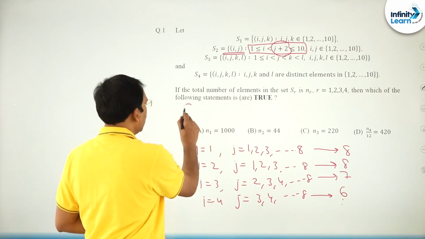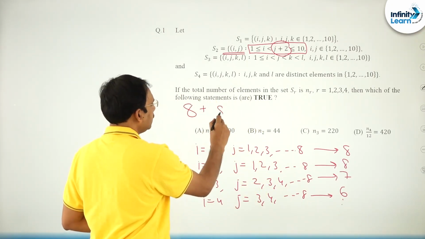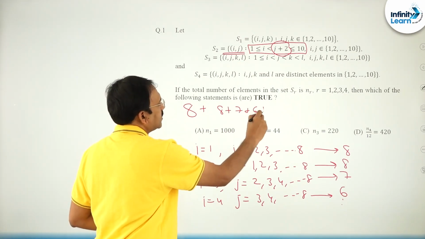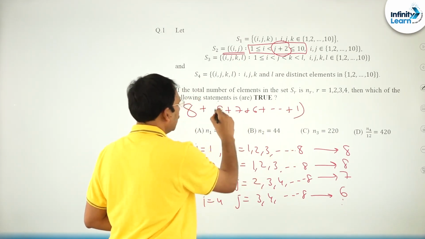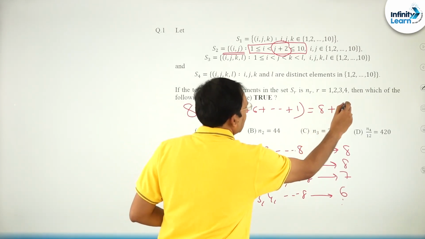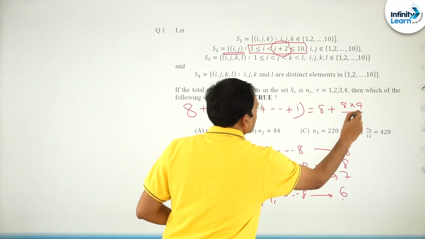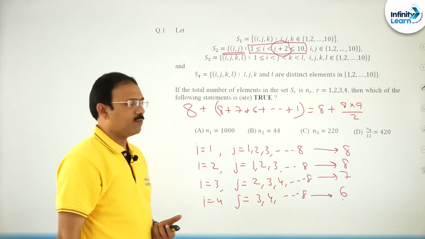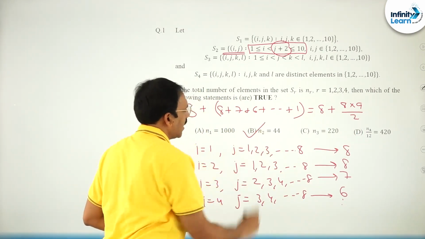So the answer is going to be 8 plus 7 plus 6 and so on down to 1. So this is 8 plus the sum of the first 8 natural numbers, n into n plus 1 by 2, which is going to be 44. This is the answer.